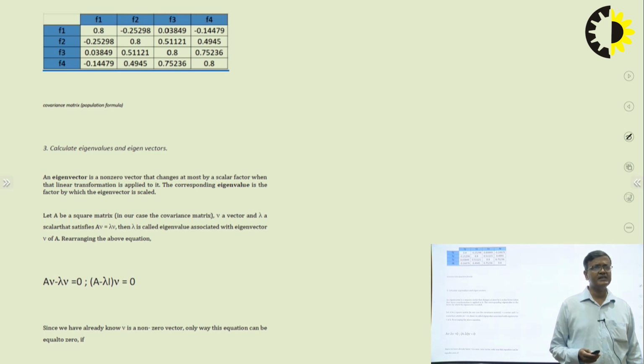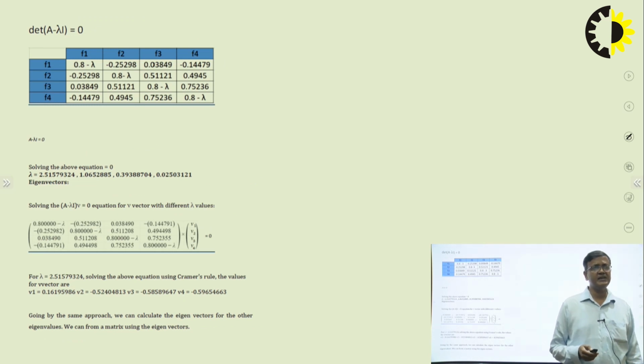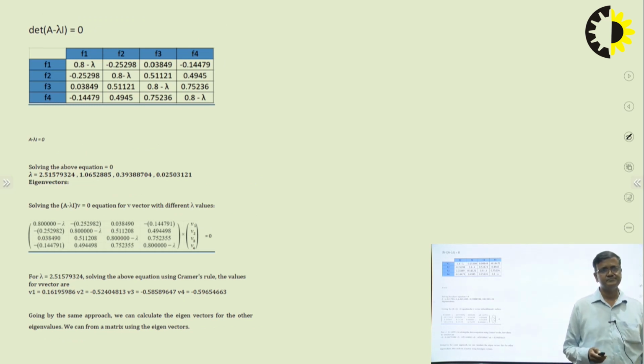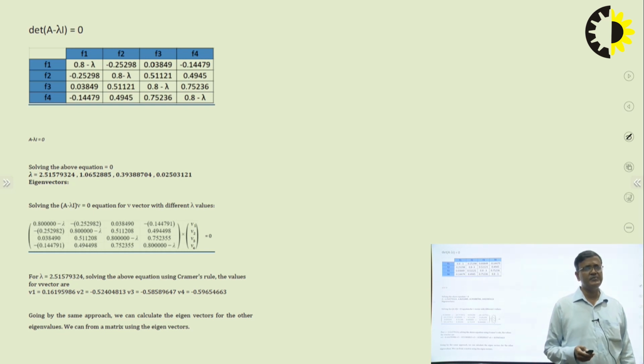Let A be a matrix, in our case the covariance matrix, V be a vector and lambda be the scalar that satisfies the equation AV is equal to lambda V. Then lambda is called the eigenvalue associated with eigenvector V of A. Since V is a non-zero vector, the only way this equation can be equal to 0 is if the determinant of A minus lambda I is equal to 0, so the matrix should be non-invertible.